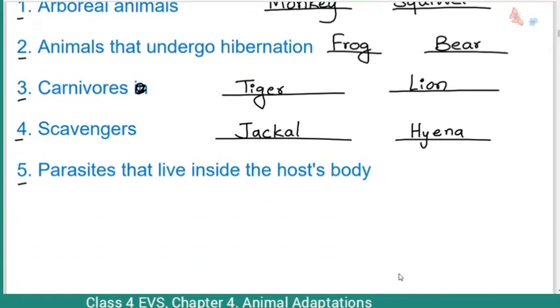Fifth, parasites that live inside the host's body. Tapeworm, hookworm. Parasites that live inside the host's body are tapeworm and hookworm.